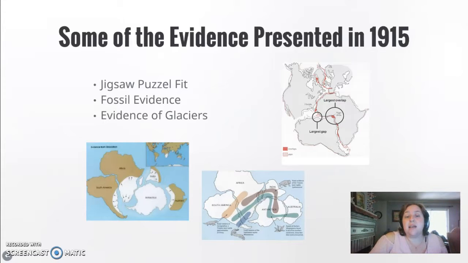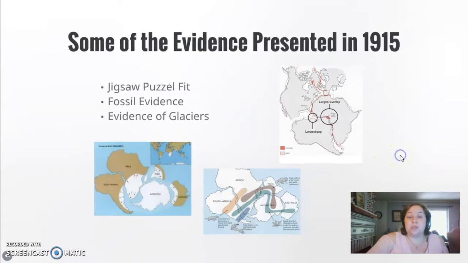He stated that the continents had a jigsaw fit. They seemed to fit well together. There was fossil evidence on multiple continents that stated that the continents should have at some point been together. And there was evidence from glacier activity. So areas where there were not glaciers at the time, there was evidence of glacier activity. And he presented this information through his continental drift theory.